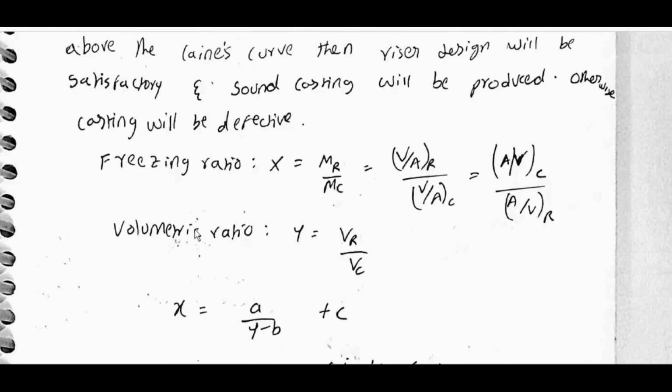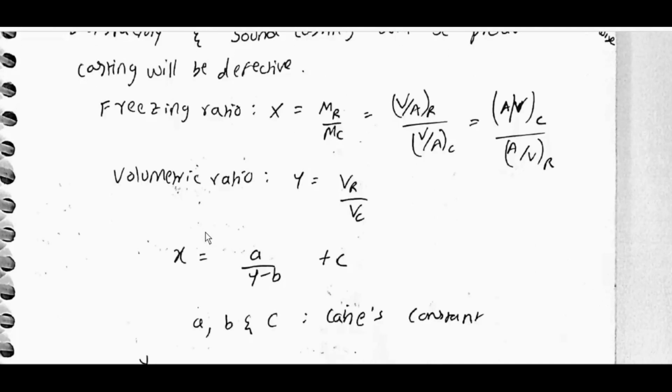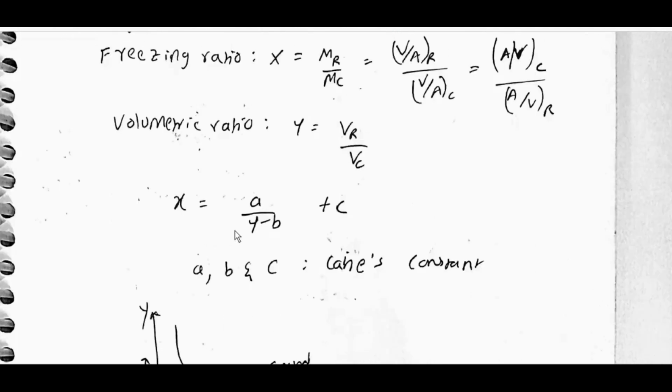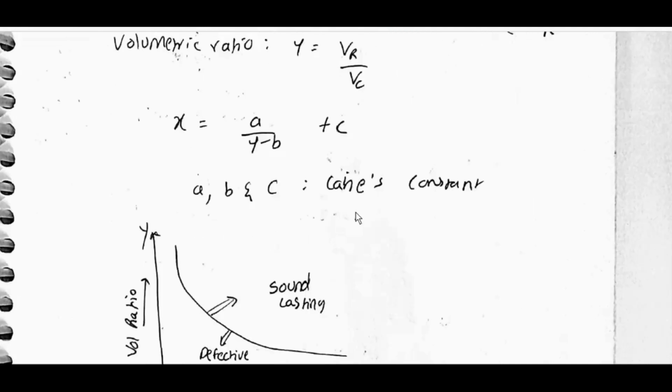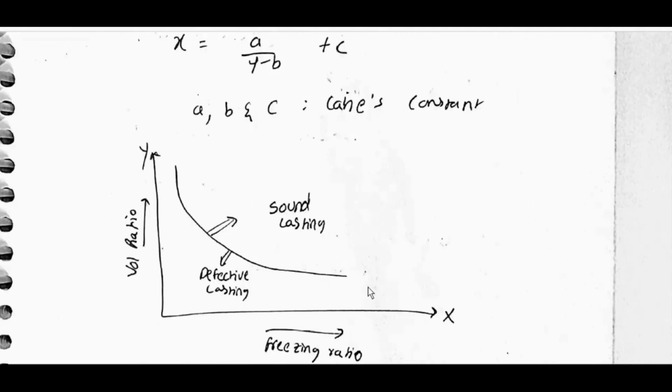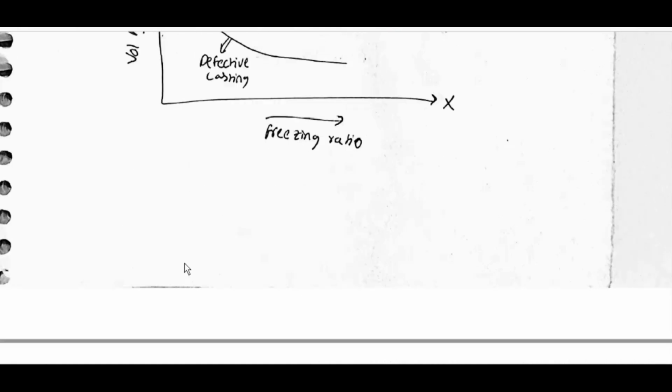Freezing ratio x is equal to Mr by Mc, which is V by A of riser over V by A of casting. Volumetric ratio y is equal to Vr by Vc. x is equal to a by (y minus b) plus c, where a, b, c are Keynes constants. So x versus y, it will be like this: freezing ratio, volumetric ratio. The curve will be like this. This side is sound casting, this side is defective casting.